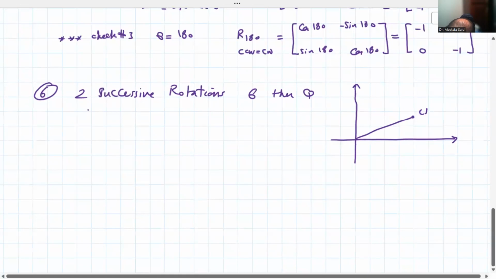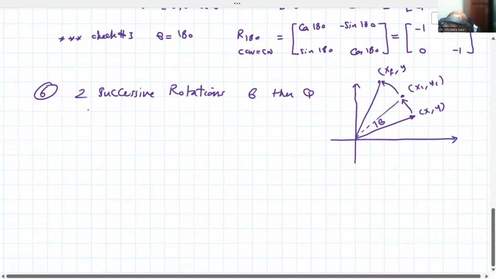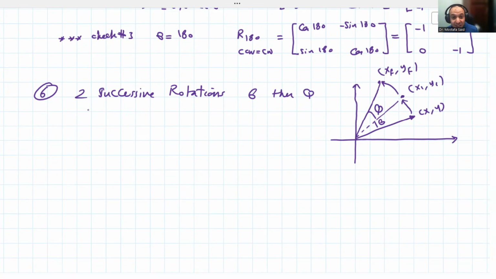Assume you have a vector x and y. We're going to rotate it with two angles, two times. First, we rotate it with theta, which gives us x1, y1. Then phi, another rotation, which gives us the final calculation, x final, y final. So what are we going to do here? That's a very simple one, by the way. Maybe it looks complicated, but it's very simple, because you do two rotations.